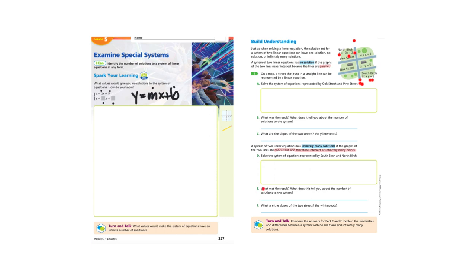So they ask you in E, after you've solved that system, what was the result? What does this tell you about the number of solutions to the system? F, what are the slopes of the two streets, and the y-intercepts? So again, work on that, pause the video, and get those finished, and then we'll go on to the next page.